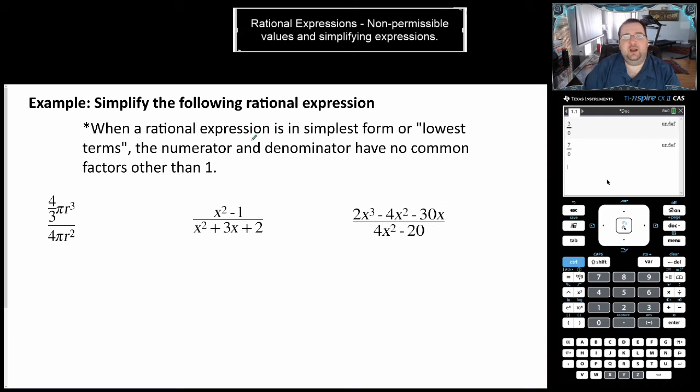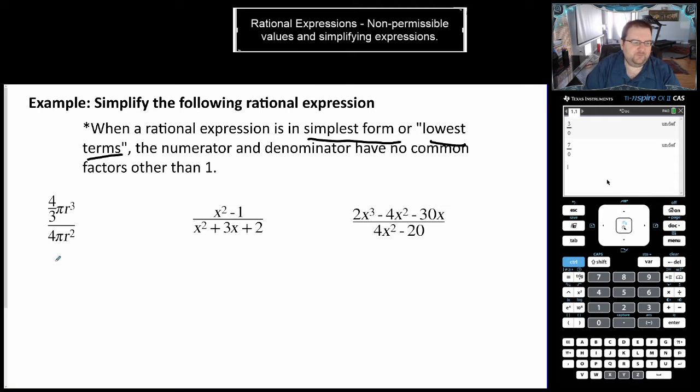Remember, when we're doing rational expressions, we want them in the simplest form, lowest terms. We want the numerator and denominator to have no common factors other than 1. All right, let's look at this numerator and denominator. The first thing I'm noticing is they look kind of the same, right? There's a pi, there's r, this one's r cubed and this one's r squared. And then we have 4's in both of them, but this is 4 divided by 3.